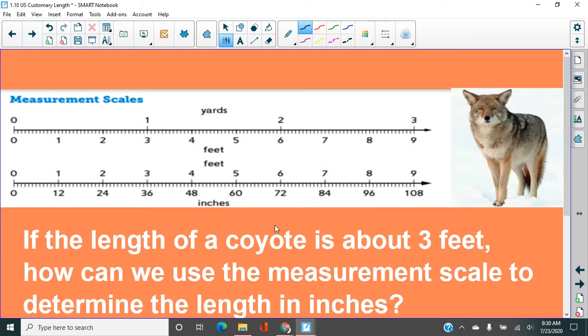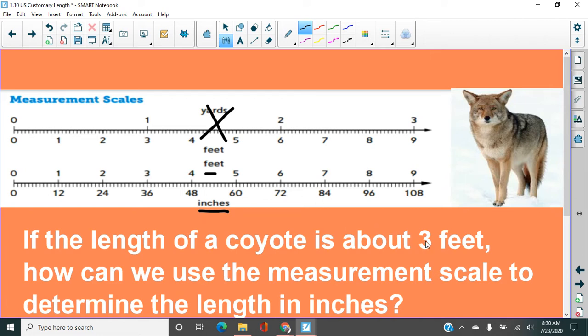If the length of a coyote is about 3 feet, notice 3 feet, how can we use the measurement scale to determine the length in inches? So now I want feet and inches. That's the second scale. So I don't want this top scale.